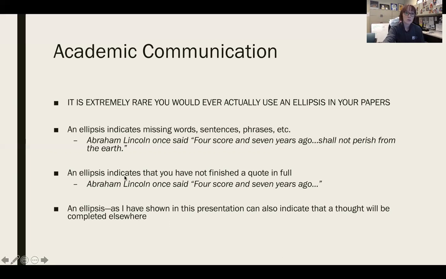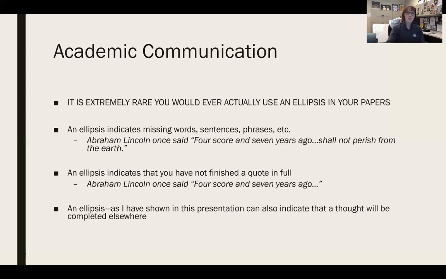Another example of when you would use an ellipsis is when you have not finished a quote in full. So you might use this. These are things, for the record, you might use in your paper. So you may pull from a paragraph and only use half a sentence from that paragraph.